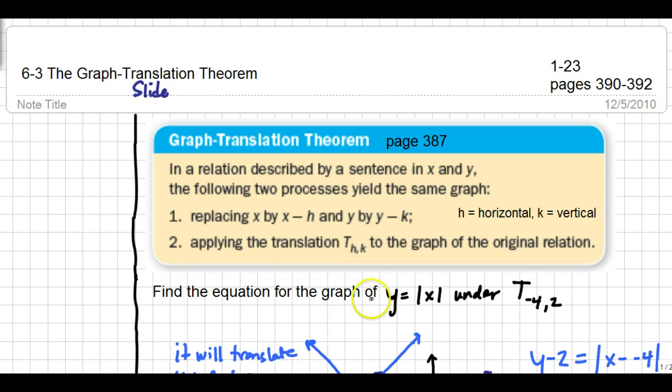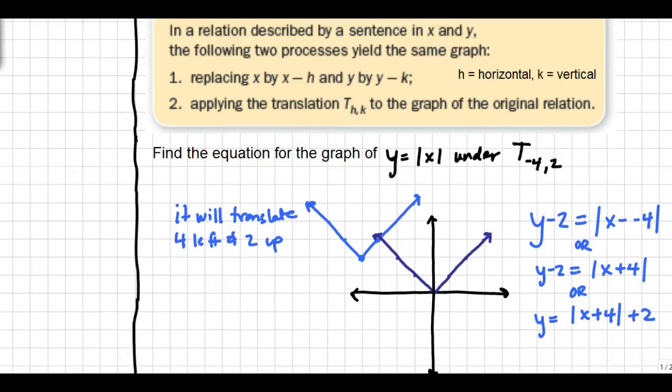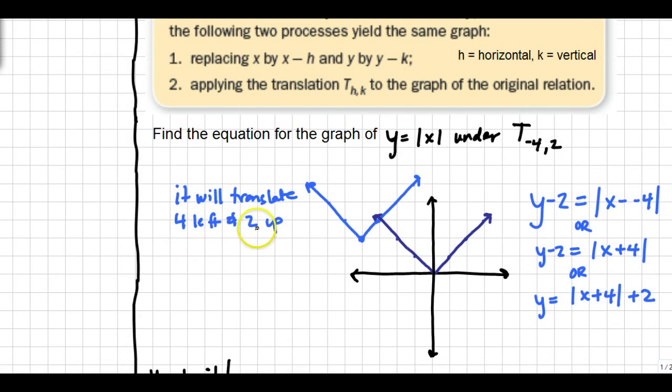If they ask you to find the equation for the graph of y equals absolute value of x under this translation, that means you're going to move it 4 to the left, because a negative number horizontally would mean to the left, and 2 up, because a positive number vertically would move it up. So let's see what that would look like. It'll translate 4 to the left and 2 up. Here's the original parent function, the original absolute value graph, which looks like a V. If I move that vertex 4 to the left and 2 up, then I can redraw my new graph. Now they want you to find the equation for that.